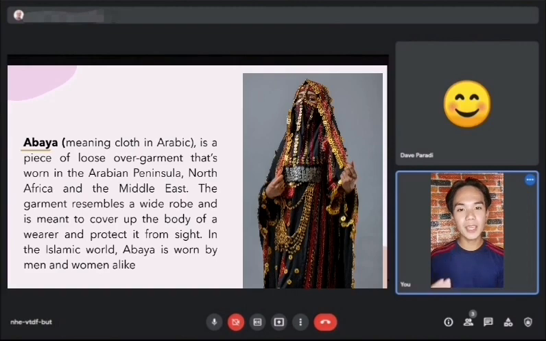So we also have here the abaya, meaning cloth in Arabic. The abaya is a loose overgarment worn in the Arabian Peninsula, North Africa, and the Middle East. The garment resembles a wide robe and is meant to cover up the body of the wearer and protect it from sight. Okay, so in the Islamic world, the abaya is worn by men and women alike.